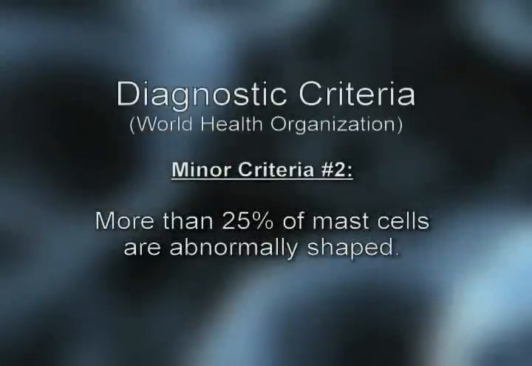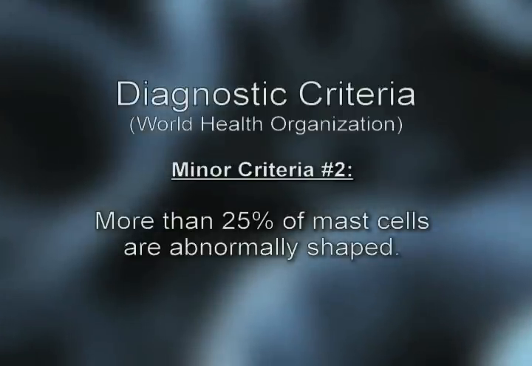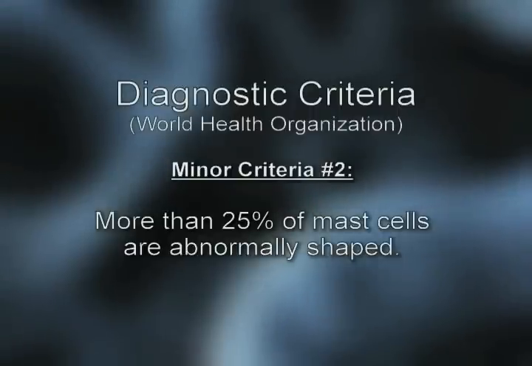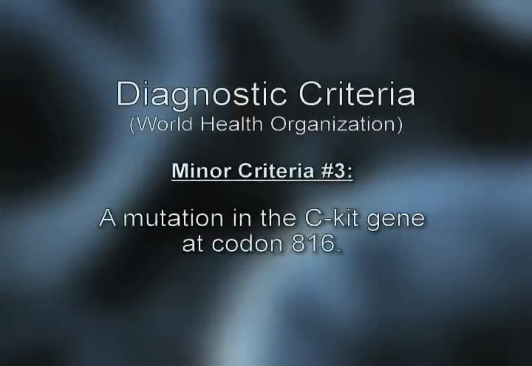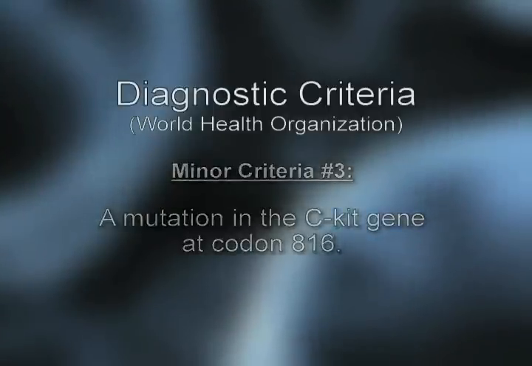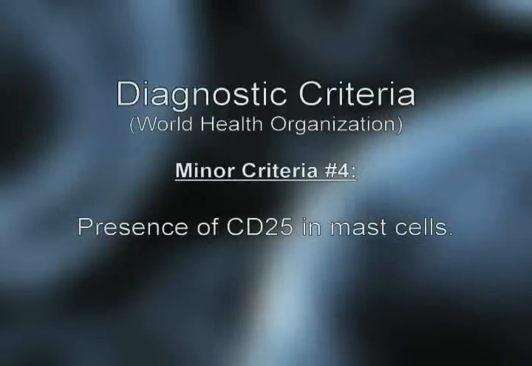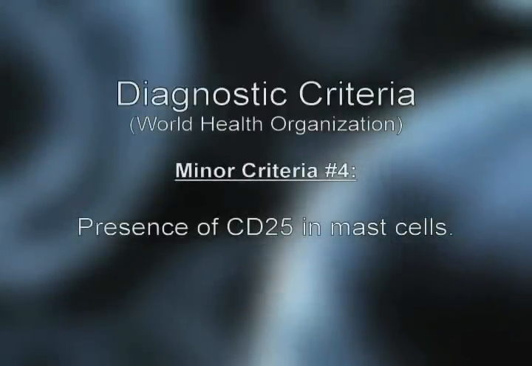One of them is a tryptase level. The second minor criterion is the shape of the mast cell is abnormal in mastocytosis in comparison to a normal mast cell, which is because they have an abnormal gene, which brings us to the third criterion, which is the mutation in the c-KIT gene at codon 816. And finally, the fourth minor criterion is presence of an abnormal surface marker called CD25.